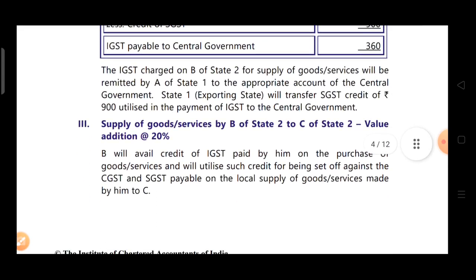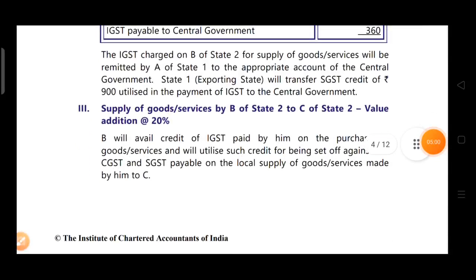Now the third scenario. This is supply of goods or services by B of state 2 to C of state 2. This is a case of intrastate supply first. Supply is taking place in state 2 only. In this case B is the supplier and C is the recipient. Value addition in this case is 20%.